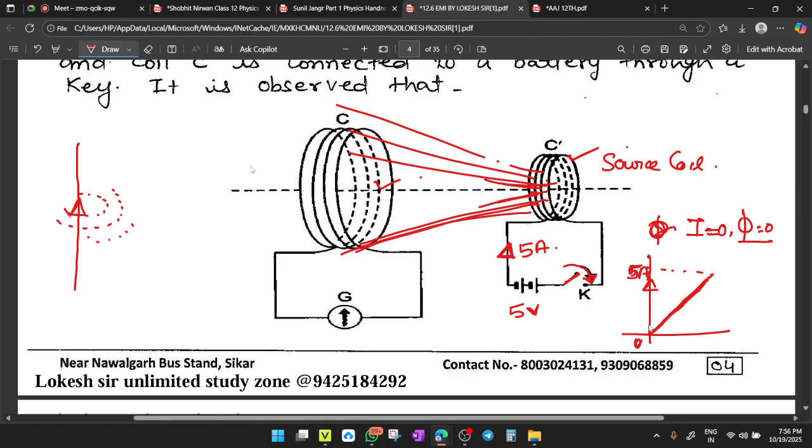So until the maximum current of 5 ampere is established, and 5 ampere is just an example, not fixed for every type of system, consider that from 0 to 5 ampere there will be a change in current. Okay. And the change of current will cause a change in flux, and the same flux is linked with this neighboring coil.